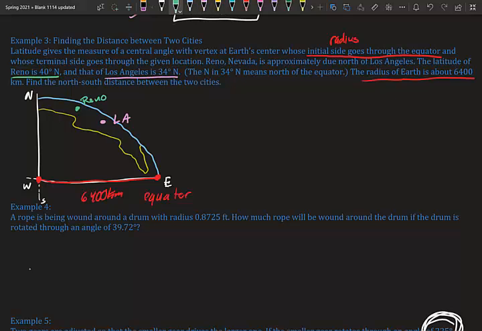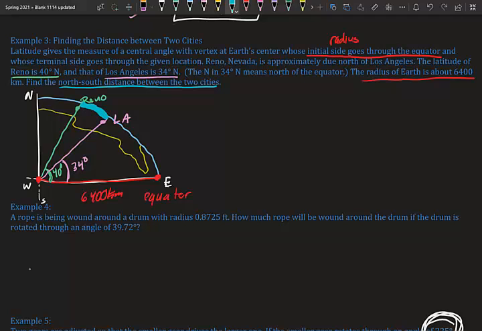So it tells me that Reno is 40 degrees north. That means from the equator to Reno, that's 40 degrees right here. Then it tells me LA is 34 degrees. So the angle it makes to LA from here to here is 34 degrees. Now it's asking us to find the north-south distance between the two cities. So it's asking us to find this distance right here.